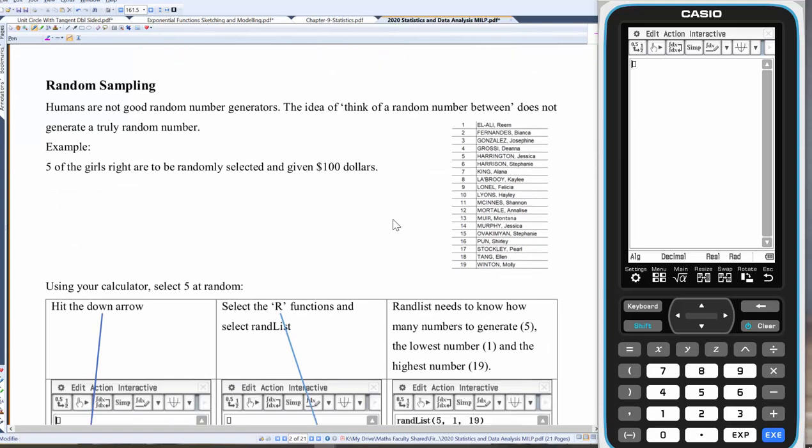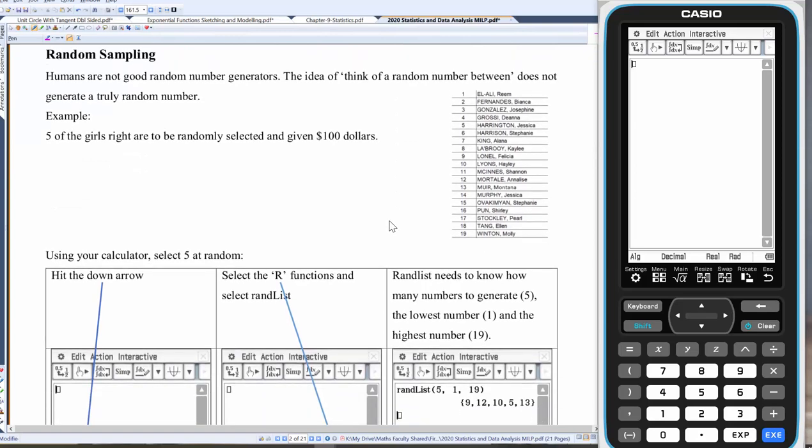All right, so on to random sampling, and we just need to note that if I said think of a random number between 1 and 20, that number that you generate wouldn't be random, okay? It's got some bias to it. Whatever it is, it does have some bias. And the idea of think of a random number between does not generate a truly random number.